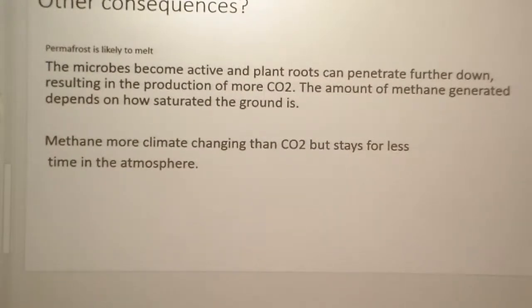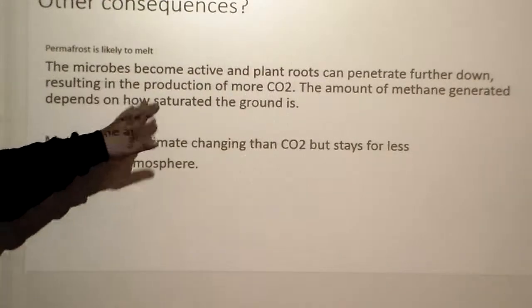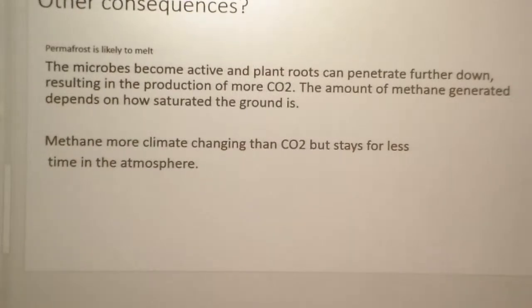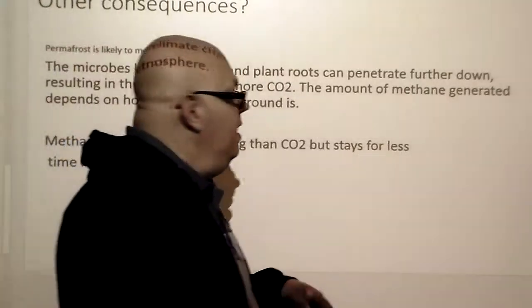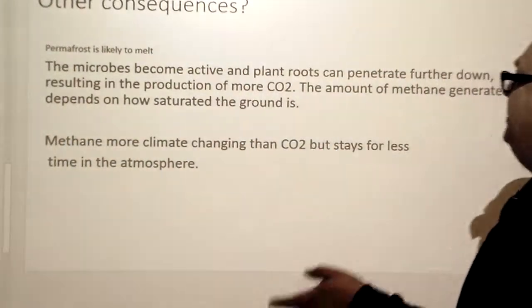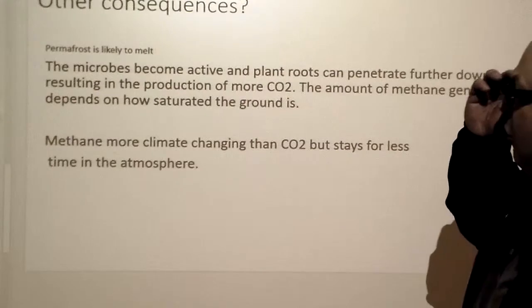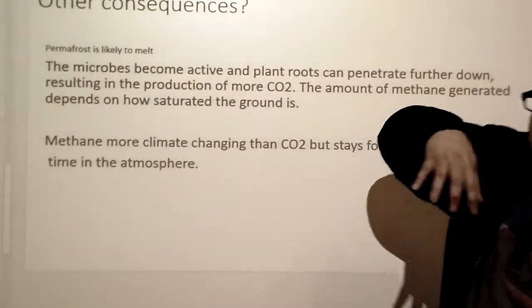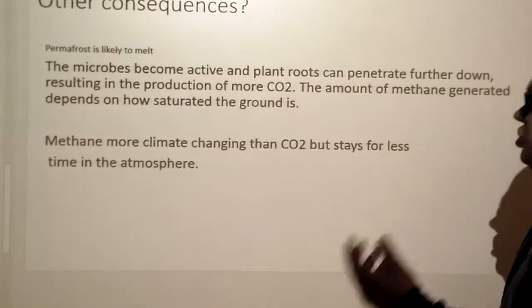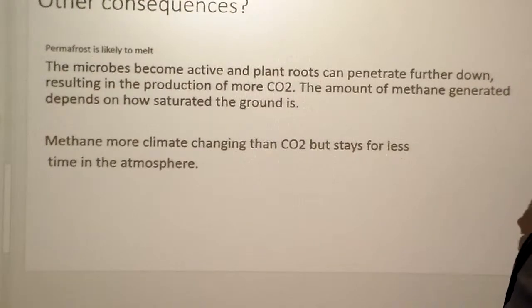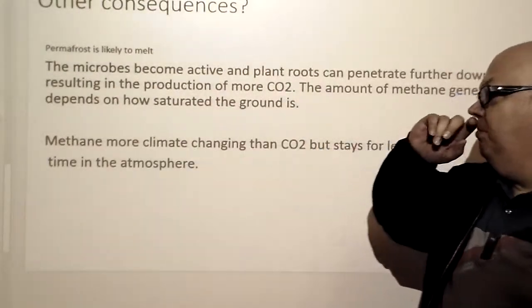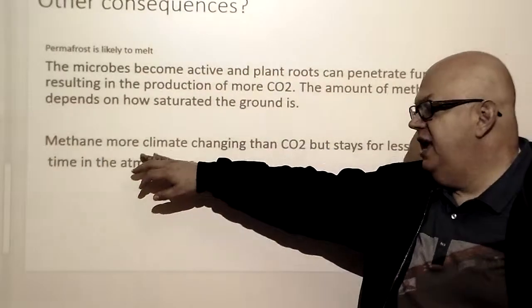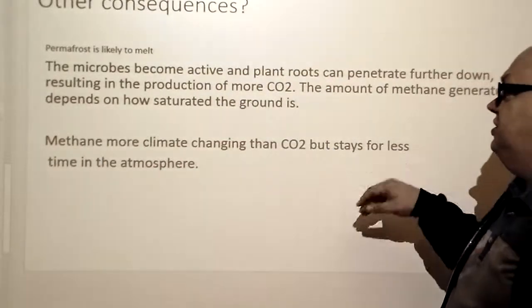Now, with the permafrost that likely to melt, it's not guaranteed, okay, but likely to melt, the microbes become active. Plant roots can penetrate further down, resulting in the production of more CO2. The amount of methane generated depends on how saturated the ground is. The more saturated, the deeper that the plant roots can go down, generate more CO2 because the microbes will become more and more active.